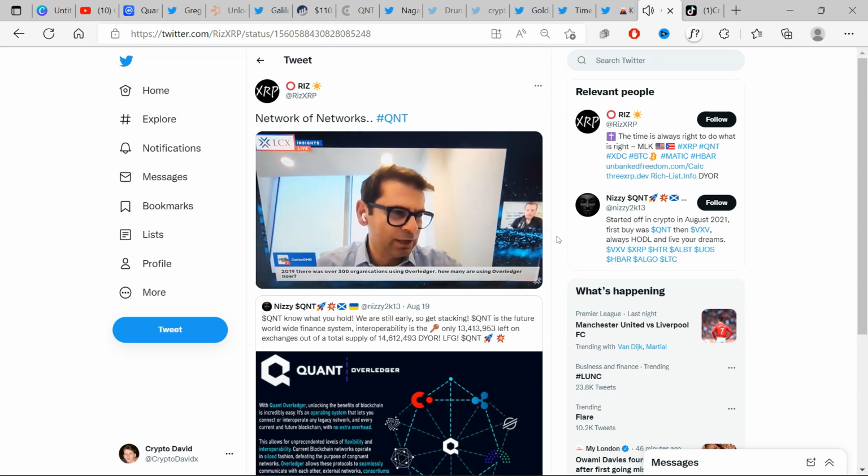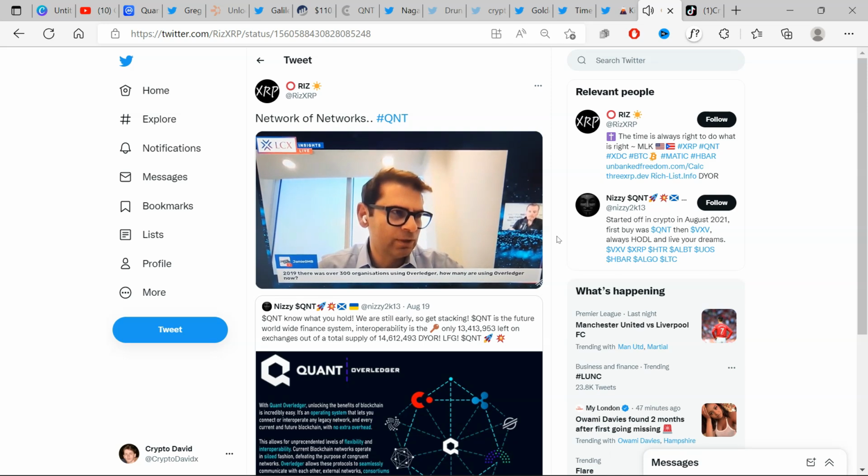So in 2019 we were running Overledger 1.0, and then we migrated to 1.5, and then 2.0. With each release we've had more people sign up and use the technology. So we had 300 organizations and users back then. Right now it's a lot more.